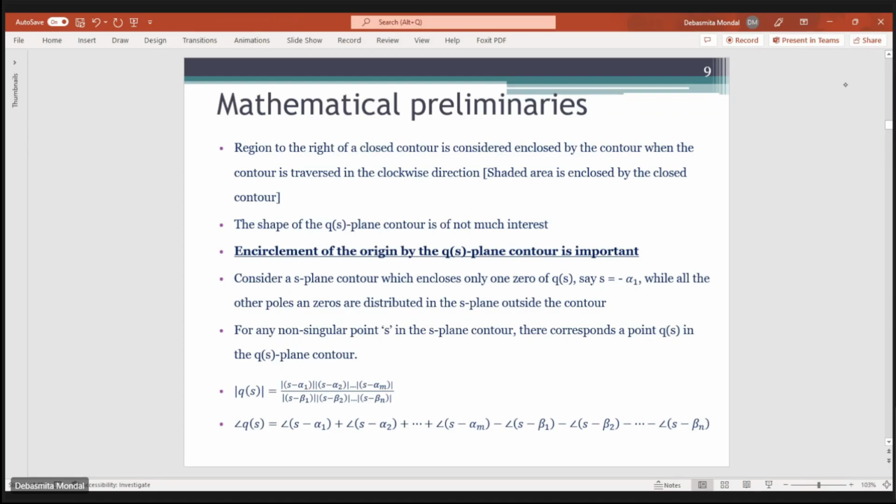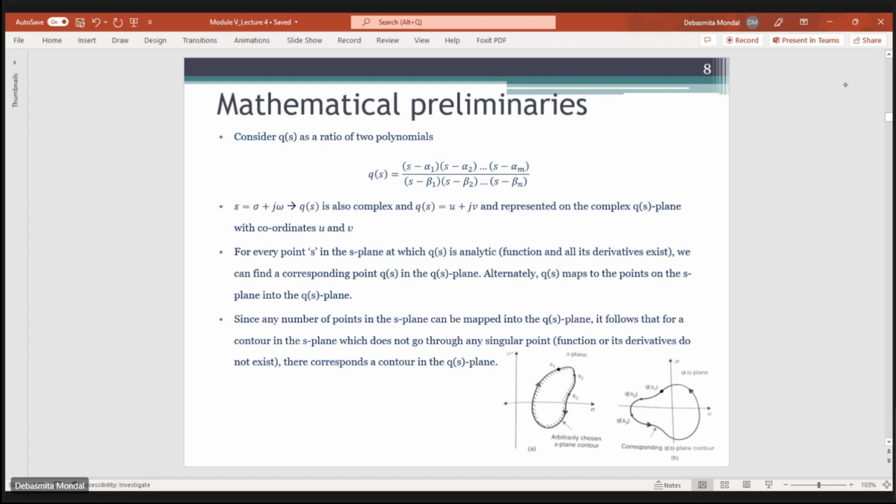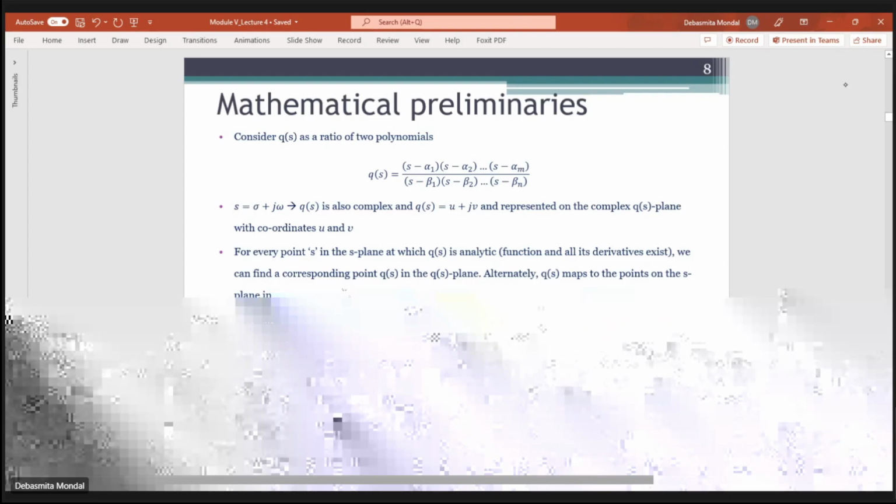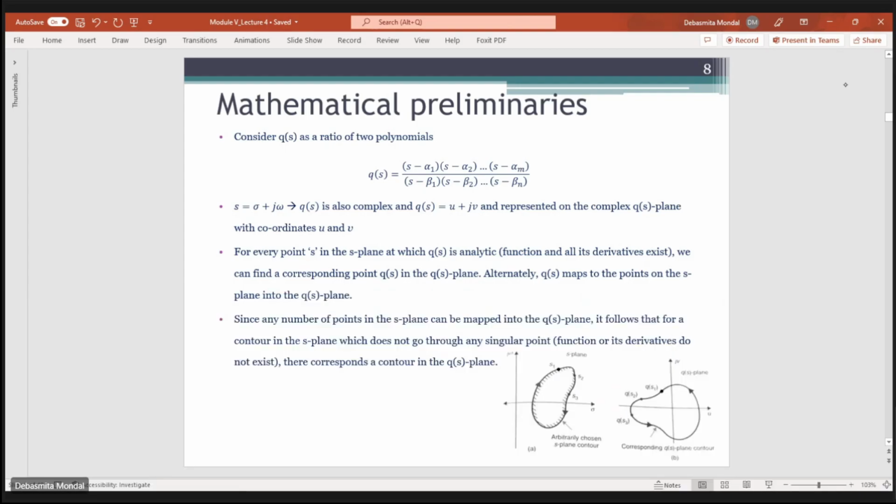Obviously, for this contour there would be a contour in the QS plane also. But we are not interested in the exact shape of this QS plane contour. Rather, we are interested in the number of encirclements, how many times this QS plane contour encircles the origin. So instead of the exact shape, we are mostly interested in how many times this closed contour goes around the origin.